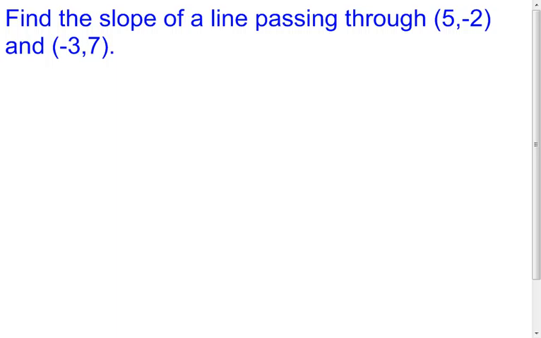So what I'm going to do is take my y value from here, the negative 2. I'm going to take my y value from here, and I'm going to subtract those two numbers. And then I'm going to do the same thing with my x values. X value here, x value here. Notice I'm doing this in the same order. So my 5, my negative 3, I need to subtract them.